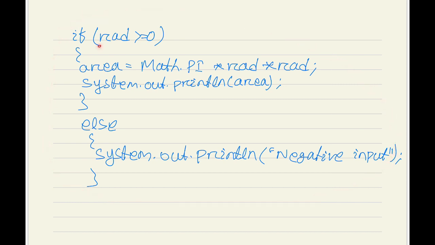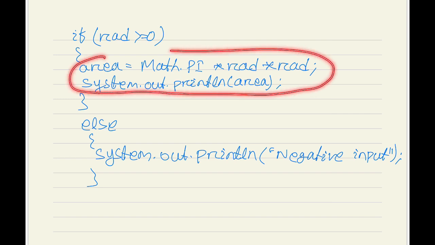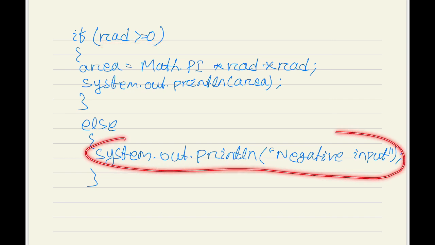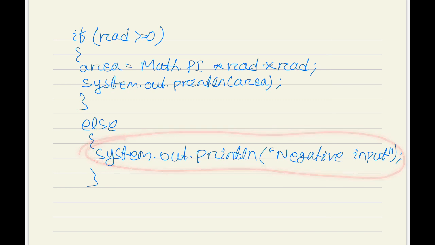So here first we check the condition radius greater than equal to 0 or not. So if radius is greater than equal to 0, that means when this condition or the Boolean expression results true, these statements are going to be executed. When this radius greater than equal to 0 becomes false, at that time the else part, this System.out.println negative input, is going to be executed. We will see some more examples that use two-way if statement, or we can say that use if else.